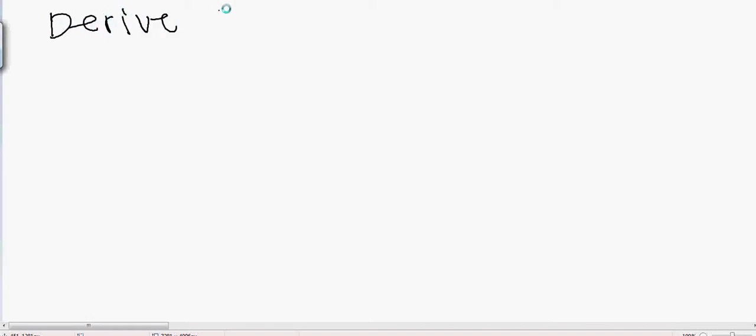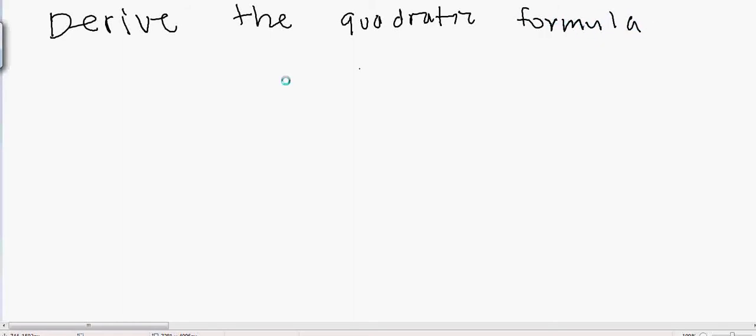Derive the quadratic formula. Now this is important to know because the quadratic formula is used extensively in many different applications, even in higher math. So let's get started.